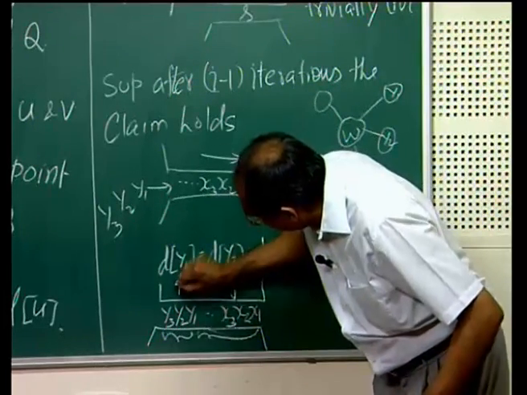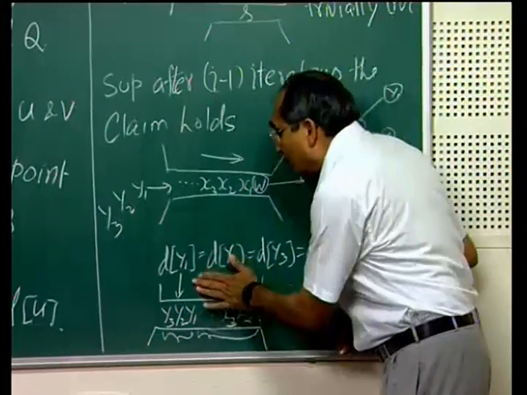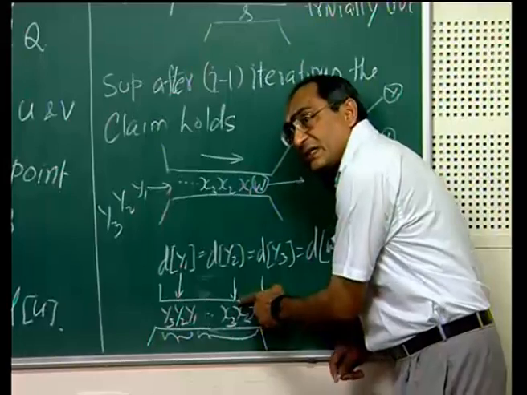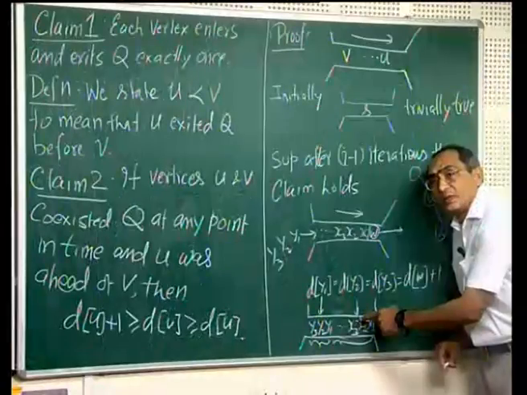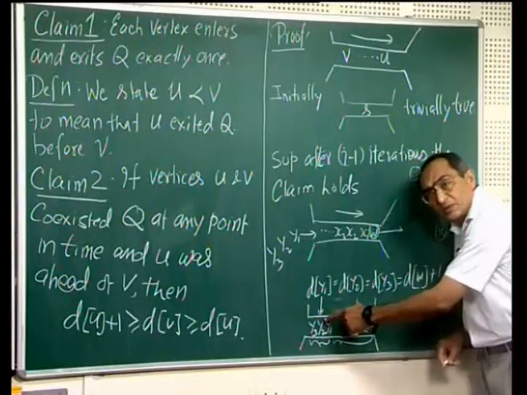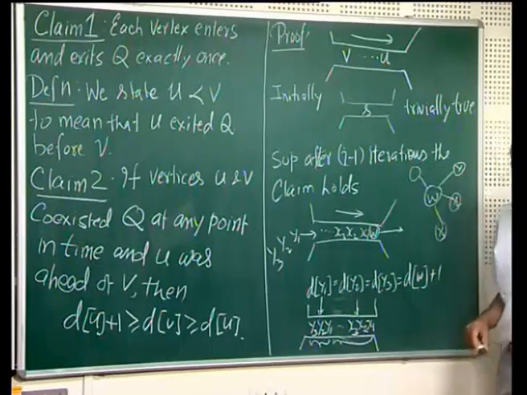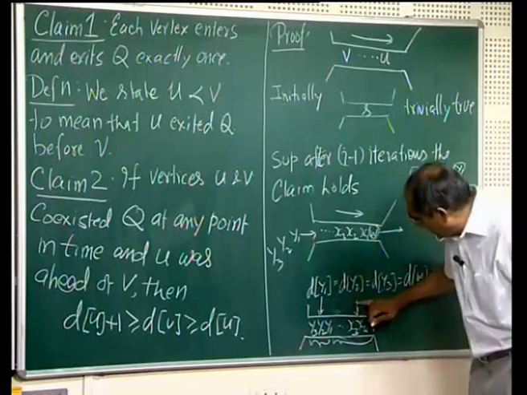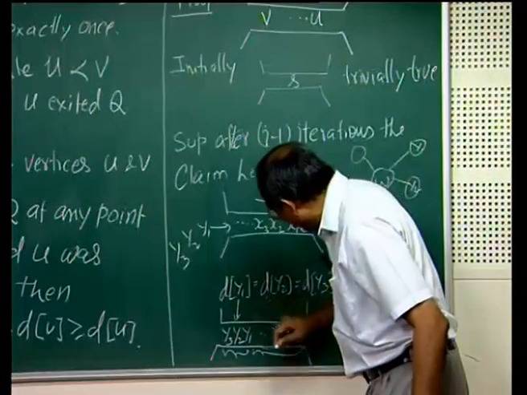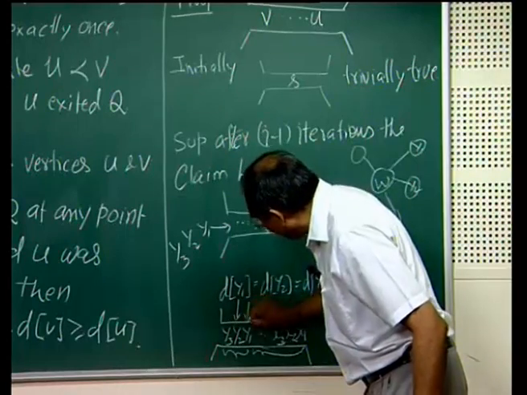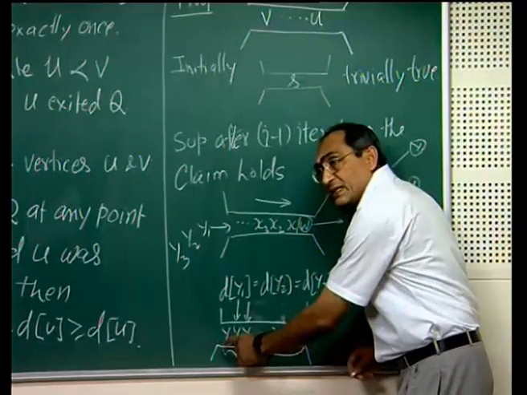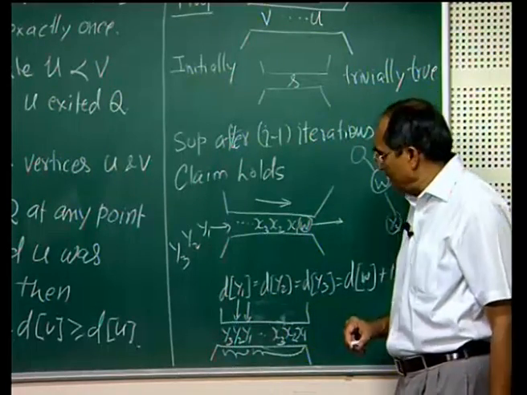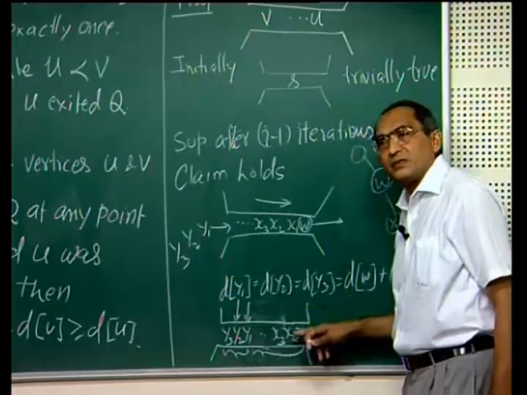If the second vertex is among these y's, then we know that the d value of this is either dw or dw plus 1, and this is dw plus 1. So, once again the difference is at most 1, and this is greater than or equal to this. And if we take this off and both of the vertices are from this set, then their d values are the same. So, the claim remains true in all the 3 situations.